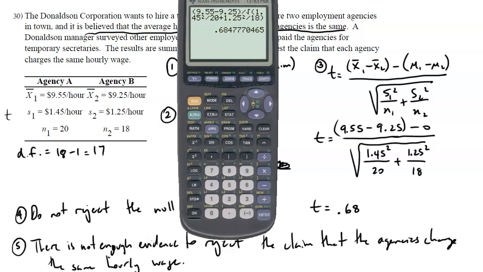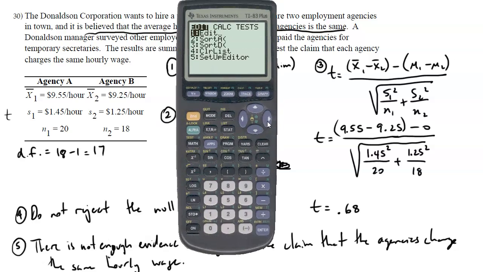Okay, so let's go to tests. This is a 2-sample t-test. We're entering these statistics. I'm going to just overwrite this. X bar 1 is 9.55. S1 is 1.45. N1 is 20. X bar 2 is 9.25. S2 is 1.25. N2 is 18. This is a not equal to again. Calculate.